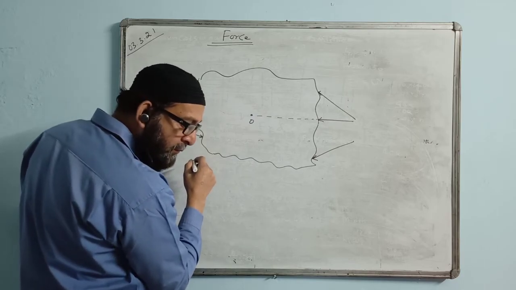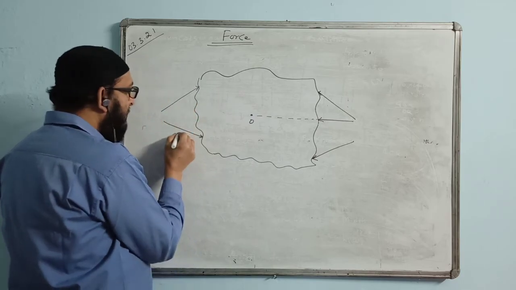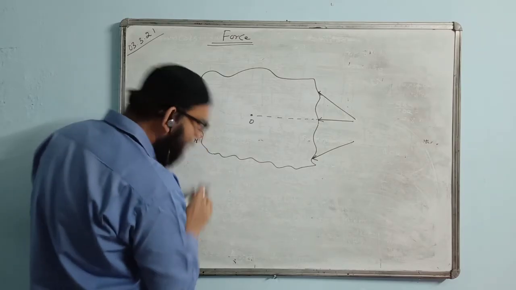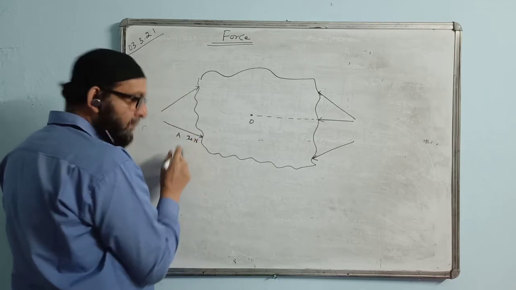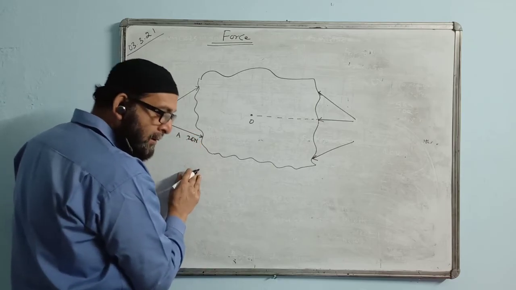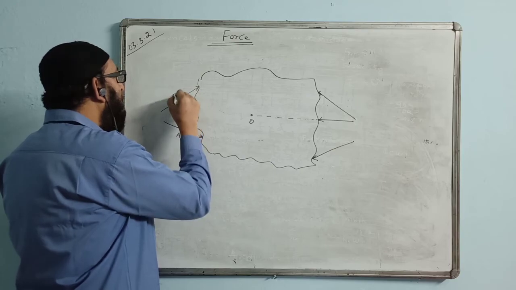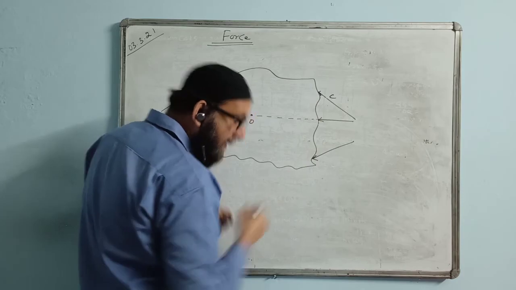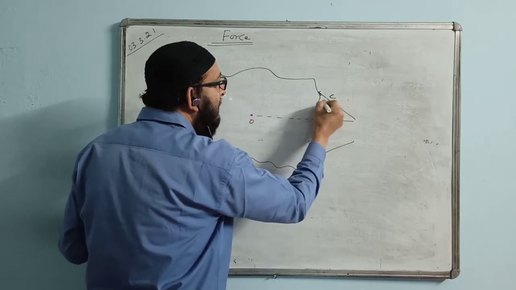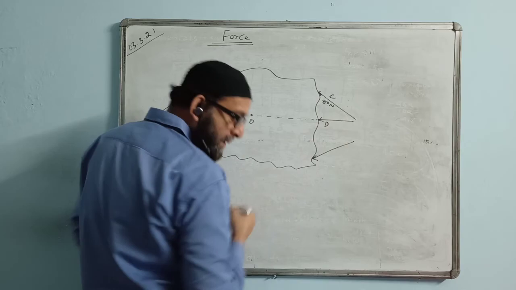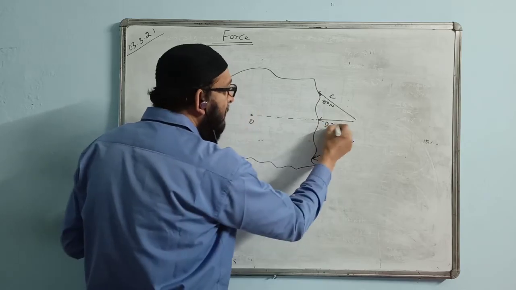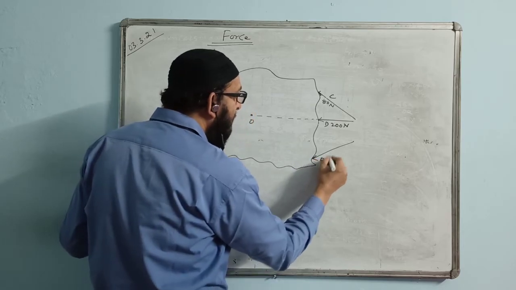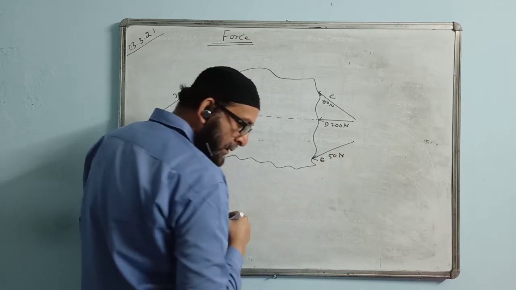They have given the name of the forces as A, B, C, D. This is A, and this is written 20 Newton. This is B, 30 Newton. This is C, 80 Newton. This is D, 200 Newton. And this is E, 50 Newton.